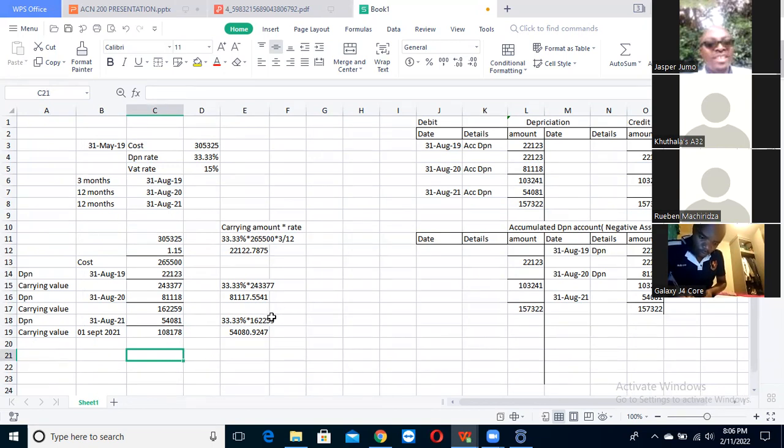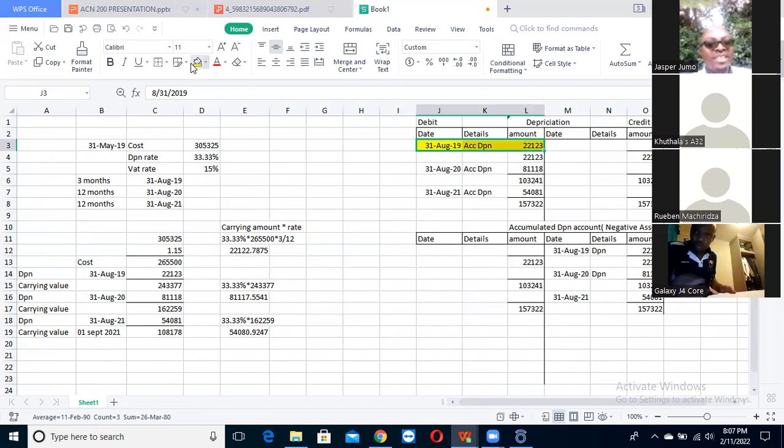You will find that, okay, was I correct there? 81,118. Okay. So you find that we are applying the rate on the reduced amount of the asset. Let's discard the first one, because it was only for 3 months. It cannot illustrate what I'm trying to explain to you about why it is called the reducing balance.